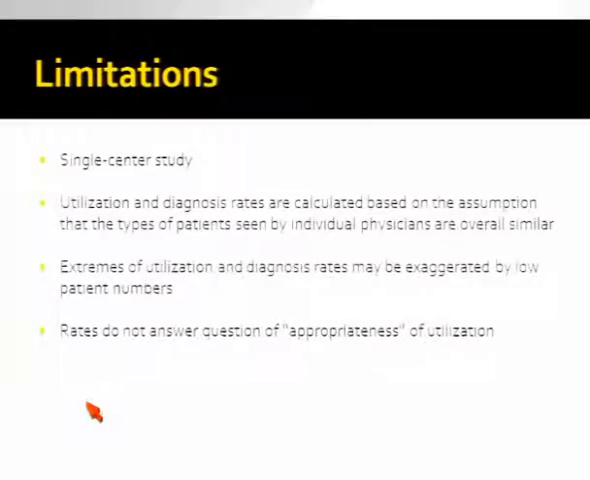Limitations of our study include the fact that this is a single-center study, so it's difficult to know the external validity of the study. Also, the inter-physician analysis is made based on the assumption that all of our physicians saw similar types of patients during the 3-year period. Although we only included full-time physicians who saw over 2,000 patients in 3 years, this may not be sufficient to exclude exaggerated rate calculations due to the overall PE incidence. Finally, calculated rates in the study do not ultimately answer the question of appropriateness of utilization, which is the question that we most want to know.